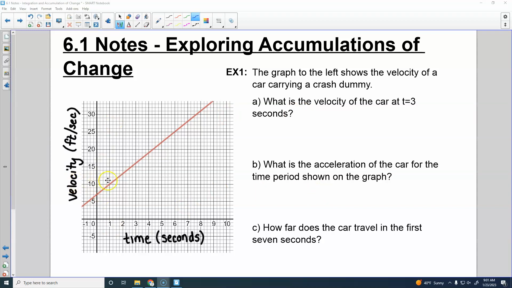All right. The graph to the left shows the velocity of a car carrying a crash dummy. What is the velocity of the car at t equals 3 seconds? Okay, so this is the graph of velocity. When they ask us for velocity at t equals 3, we are just finding the coordinates of that point, right? So v of 3 would equal 16 feet per second.